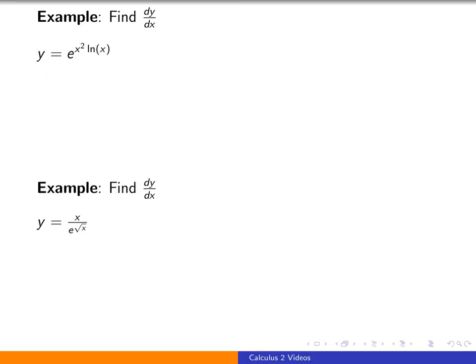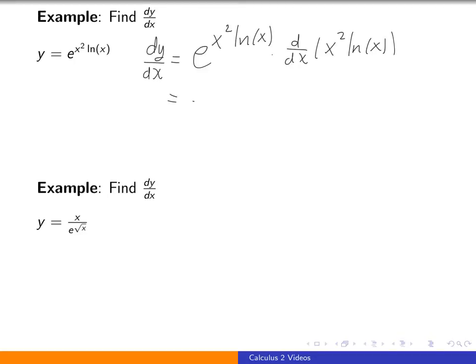So let's start off with the function y equals e to the x squared natural log x. So let's just go ahead and differentiate this directly using the chain rule. So dy dx is going to be the derivative of the outside function, so e, evaluated at the inside function, x squared ln of x, multiplied by the derivative of that inside function. So this will equal e to the x squared ln x. That kind of comes down for the ride.